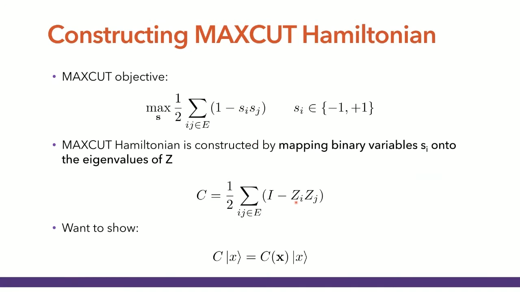And this is what we're going to do. Next, I'm going to show you that this is indeed correct. I'll walk you through what's going on here to give you a sense of why this is indeed correct. What we want to show is that this operator acts on the computational basis state x as c of x, the value of the objective function on that binary string.